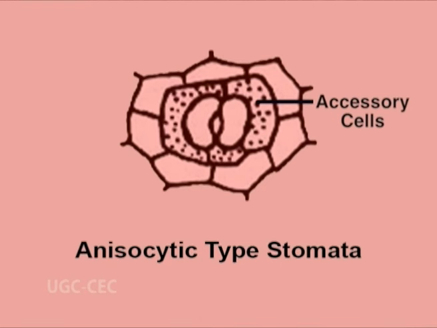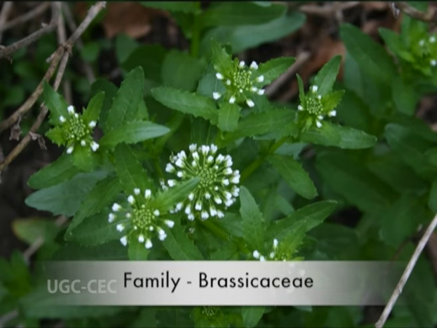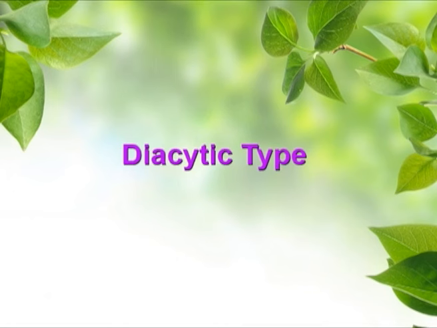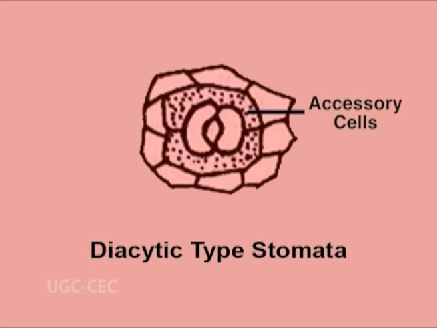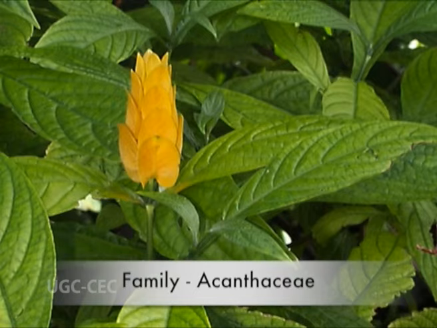Anisocytic type. In these stomata, the guard cells are surrounded by three accessory cells. Of these, two are larger, whereas one is smaller in size, and the example is family Brassicaceae. Diacytic type. In these stomata, the guard cells are surrounded by two accessory cells. Their common walls are at right angle to the walls of the guard cells, and such stomata are found in the family Caryophyllaceae and Acanthaceae.